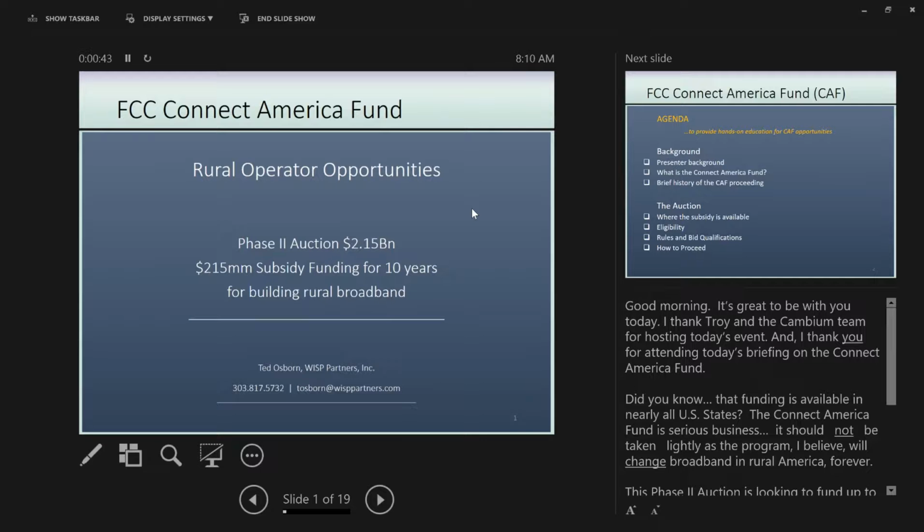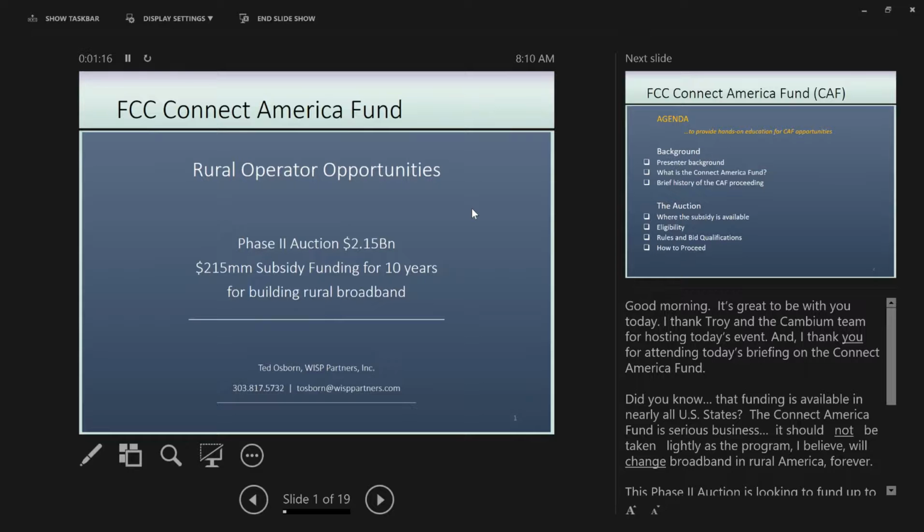Okay. Well, good morning, everyone. It's great to be with you today. I thank Troy and the Cambium team for hosting today's event, and I thank you for attending this briefing on the Connect America Fund. As Troy mentioned, funding is available in nearly all U.S. states, and I think the Connect America Fund is very serious business. It should not be taken lightly. The program, I believe, is going to change rural broadband forever.